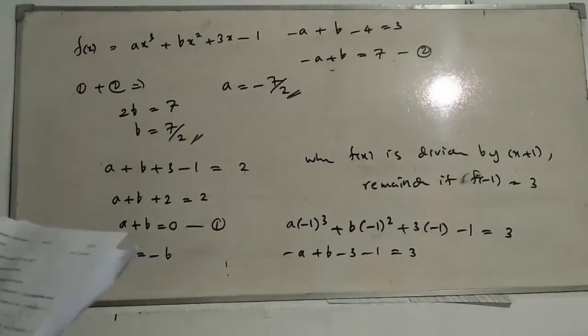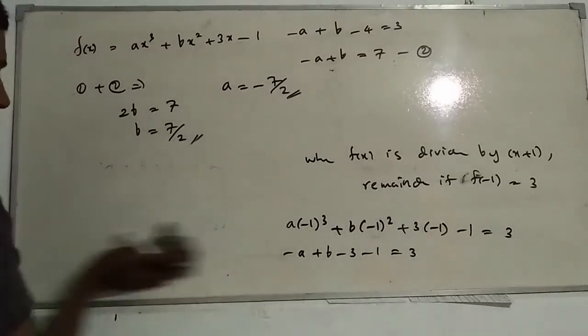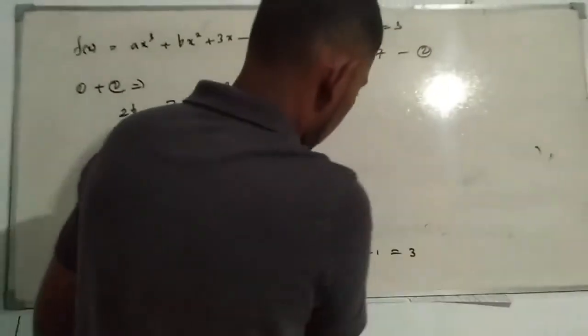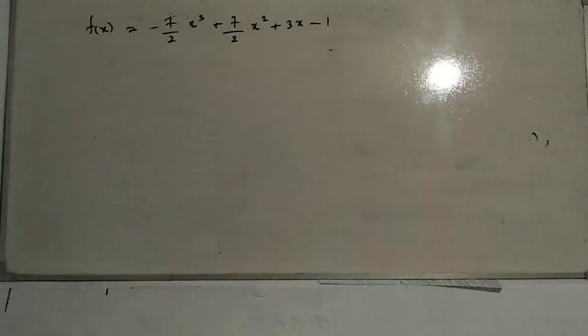After determining a and b, find the remainder when the polynomial f of x is divided by x squared minus 1. Now we have to find the remainder when this f of x, this polynomial, is divided by x squared minus 1, right? Before that, I write f of x by substituting those values. So substituting the values for a and b, I can rewrite f of x like this, right?